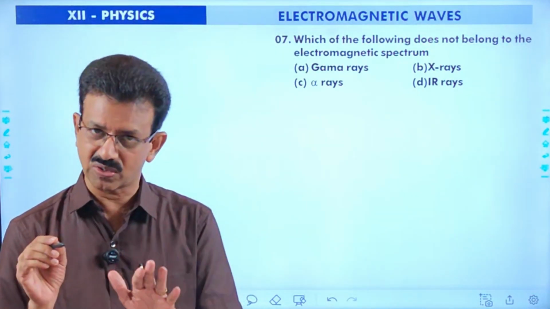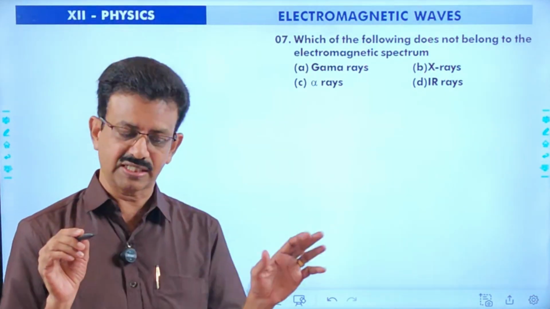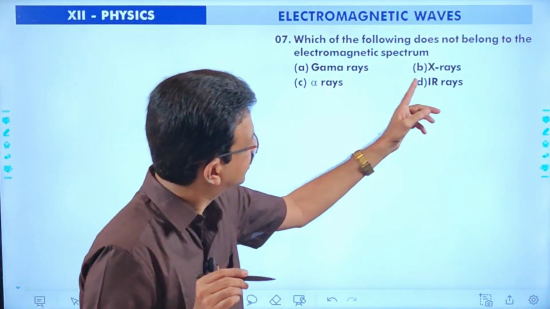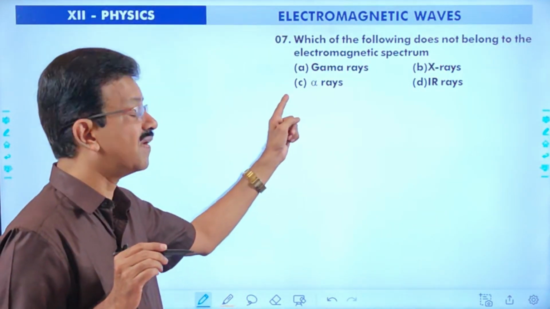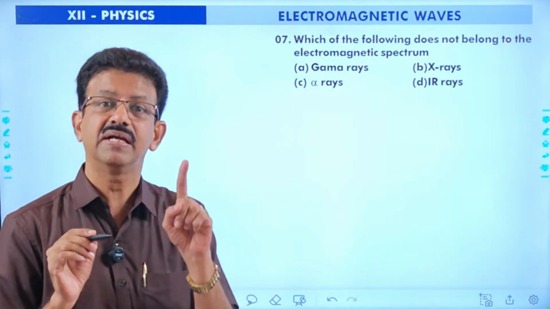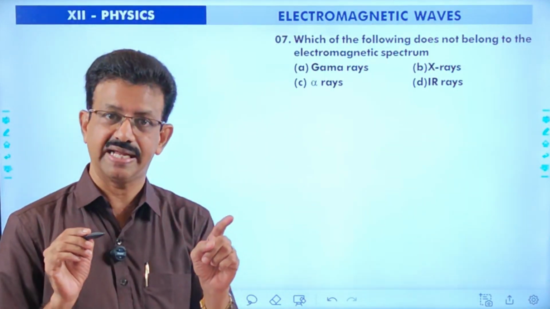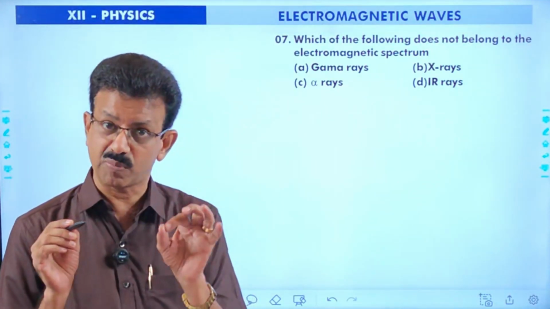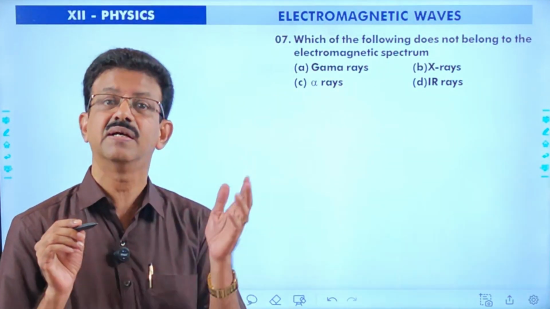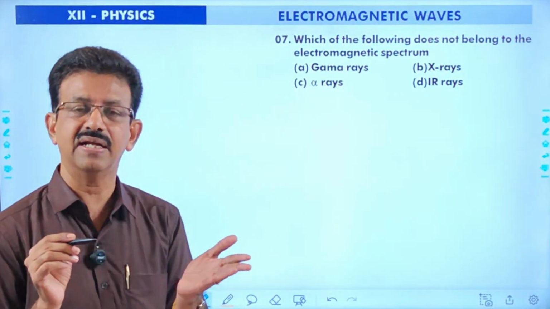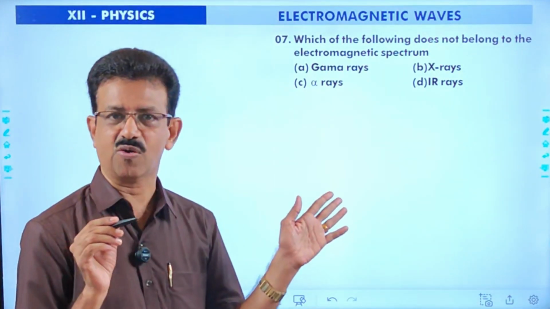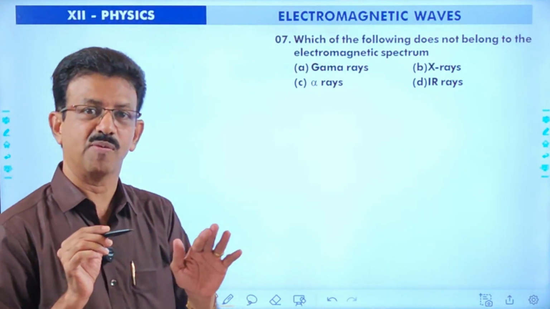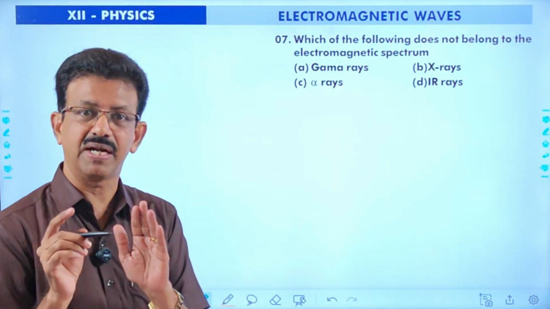Gamma rays belong to the electromagnetic spectra, with the shortest wavelength. Second choice, X-rays, is also an electromagnetic wave. Alpha ray is not an electromagnetic wave. It is one among the radioactive radiations, and it has 2 unit positive charge and 4 unit mass, which means it is a heavy particle and does not belong to the electromagnetic wave. Then infrared is also an electromagnetic wave, next to the visible light.